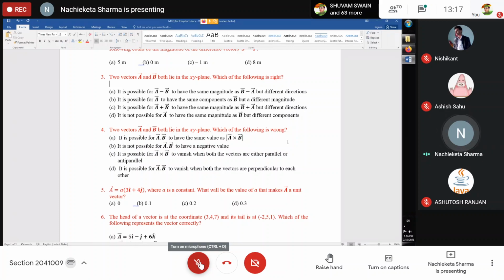For example, I and minus I. I is a vector whose component is 1. Minus I is a vector whose component is minus 1, but their magnitude is 1. So different components and same magnitude, that is possible.